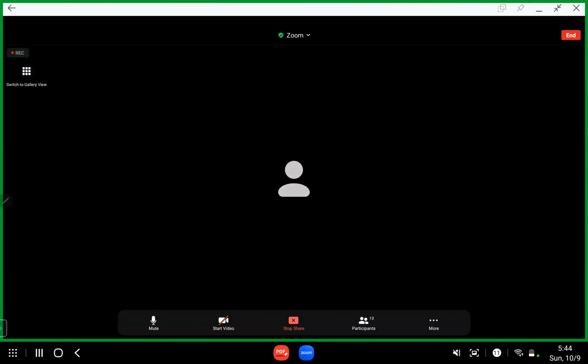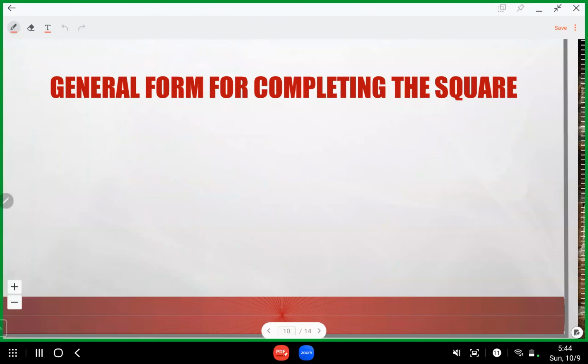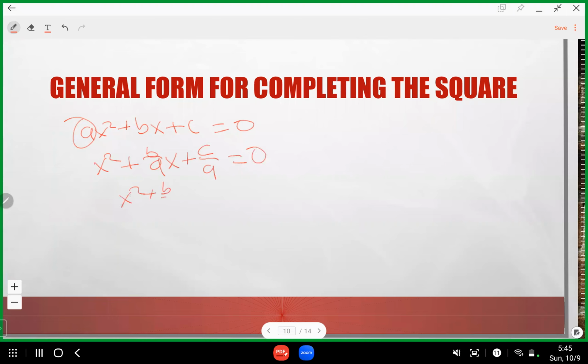If there are no questions, I'm just going to go over the general form for completing the square. So we have ax squared plus bx plus c. If you have an a term that's non-zero and it's not 1, like 3x squared plus 4x, then you can't complete a perfect square directly. So let's just divide by a everywhere. So x squared plus b over a times x plus c over a is equal to 0. Then x squared plus b over a times x is equal to negative c over a.